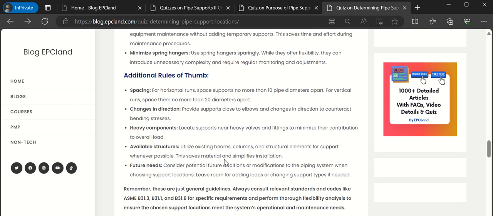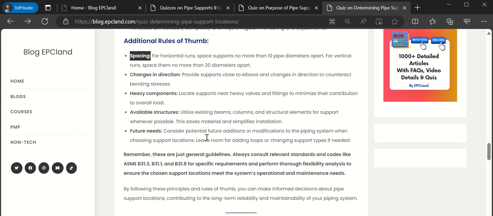There are a few additional thumb rules which we should consider. For example, the first one is spacing. For horizontal runs, there is a criterion, maybe different from project to project, but with respect to pipe size we always define the spacing between two supports in our support standard. So that again becomes the thumb rule while deciding the locations. For example, if the line size is 36 inch, we don't have to maintain 6 meters between two supports, it can go higher.